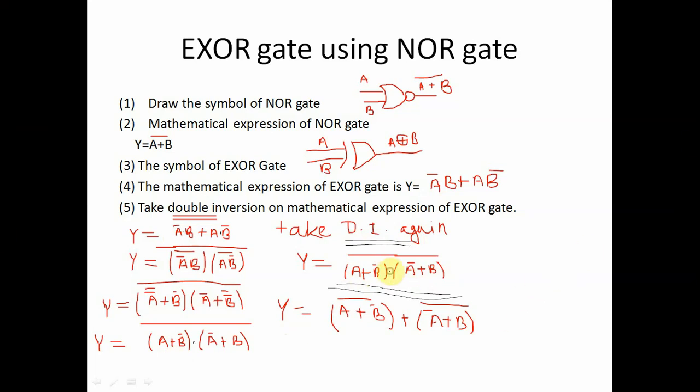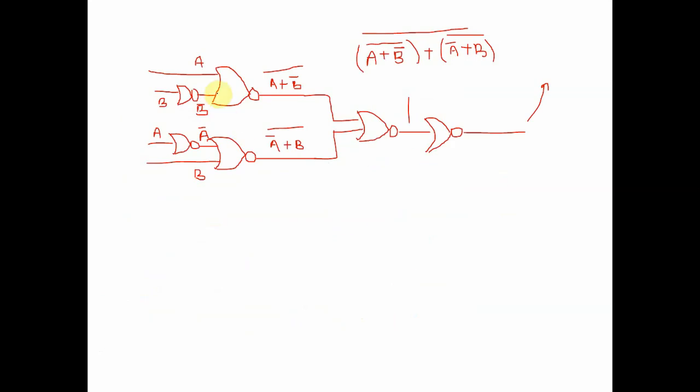Due to this De Morgan's theorem, this multiplication sign is converted into the addition. So (a plus b bar) bar plus (a bar plus b) bar. How many bars, or complements, are present? This one is the first bar, second bar, third bar, fourth bar, fifth bar, sixth bar. So how many NAND gates are required? Here 6 NAND gates are required.